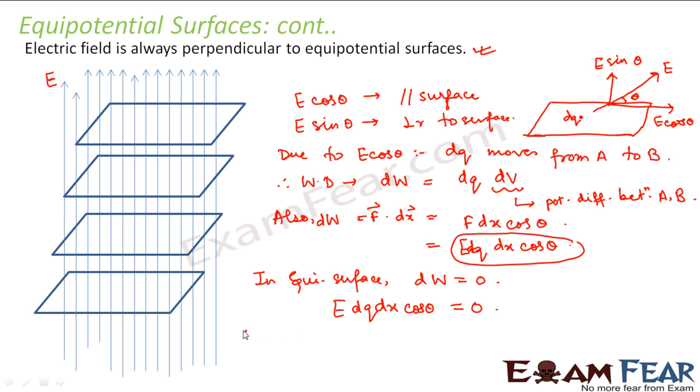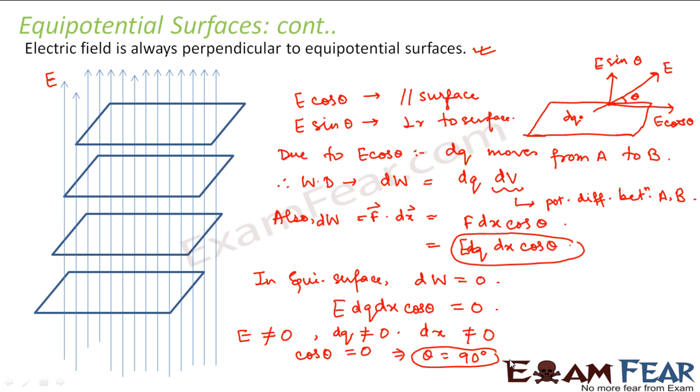Now, if you look at this, E cannot be equal to 0. I mean, electric field cannot be equal to 0, because we are telling that there is an electric field which is existing. dq cannot be 0 because we are saying that a charged particle exists there. Similarly, dx cannot be 0 because the charged particle is moving some distance. So dx has to be there. So the only term which can be 0 is cos theta. So cos theta becomes 0. Therefore, theta becomes 90 degree. So, that is what we wanted to prove. I hope it is clear to you now.